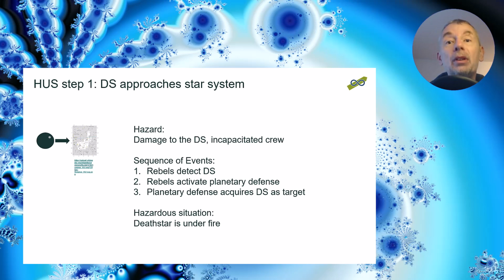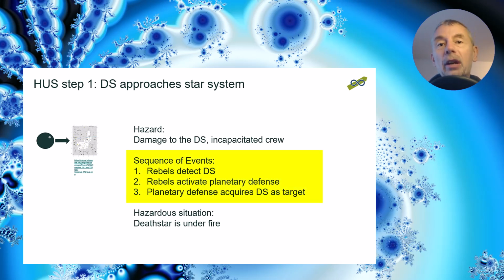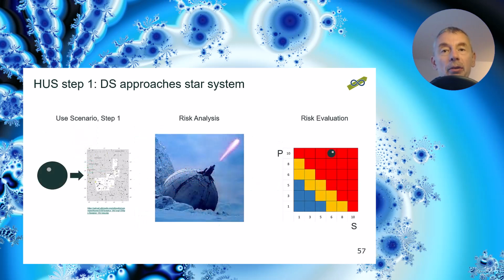And that's something coming out of user research, context analysis. See how the environment reacts on a thing like a Death Star. So here we have these three steps: detection, activation of defense system, and then, well, planetary defense system acquires Death Star as a target. Now, if you put this now in sequence, you have the use scenario, you have the risk analysis, and then you have the risk evaluation. And you see, red area.